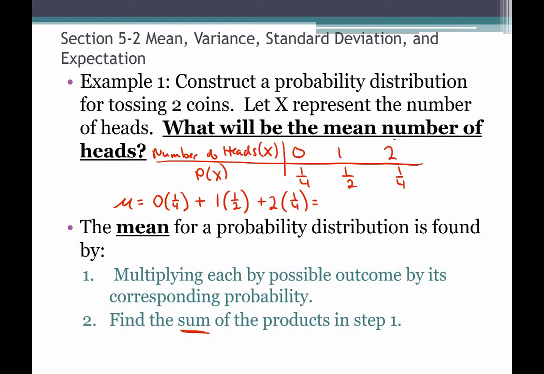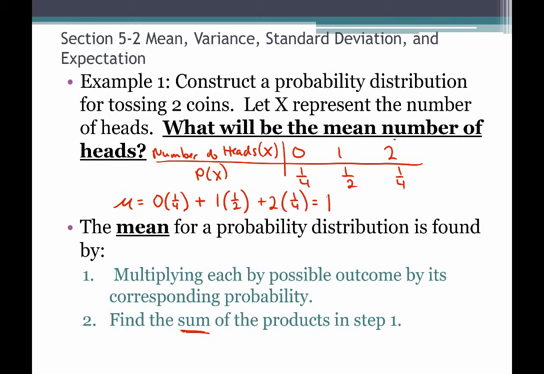I do a little plugging and chugging in my calculator. Just put it in parentheses and all. If you want to use 0.25 because that's a nice decimal, only use decimals though if they are those nice terminating decimals. Don't round things. Put the fractions in there. We all have that technology. You're not having to do these things by hand. Put the parentheses in, put the fractions in, and this comes out to be 1. So when tossing 2 coins, the mean amount, or the average, would be 1 head. On average, we would get 1 head when we toss 2 coins.